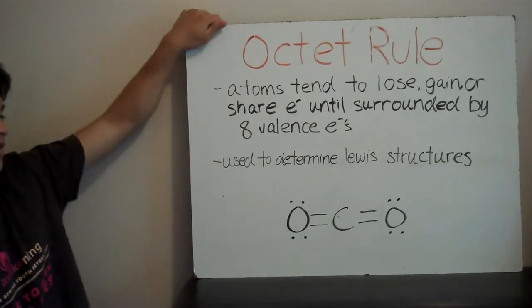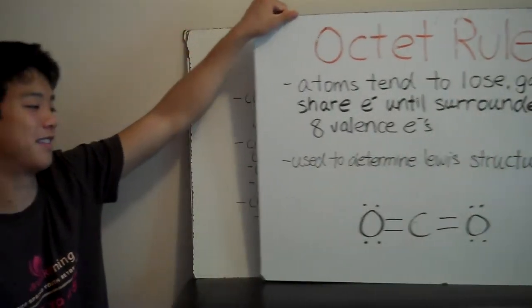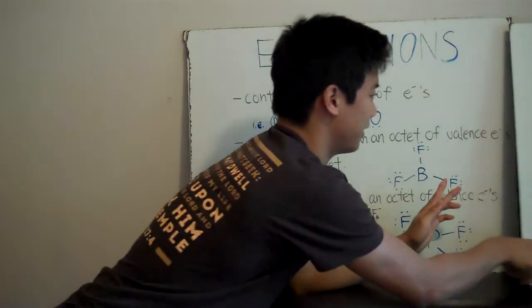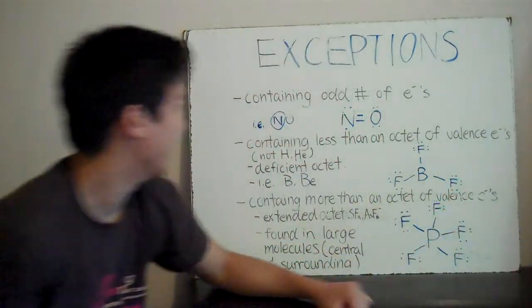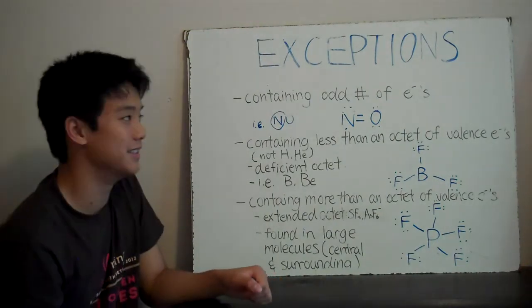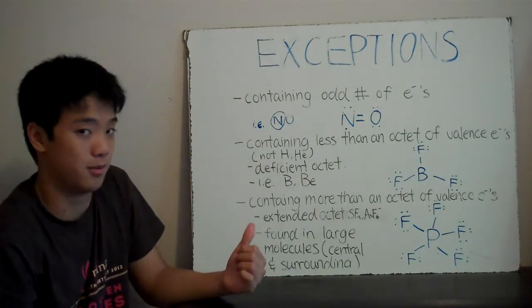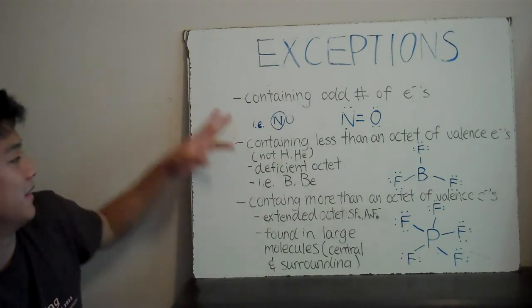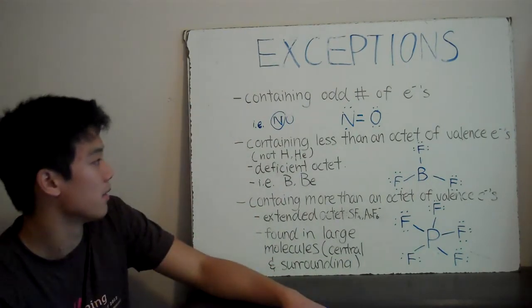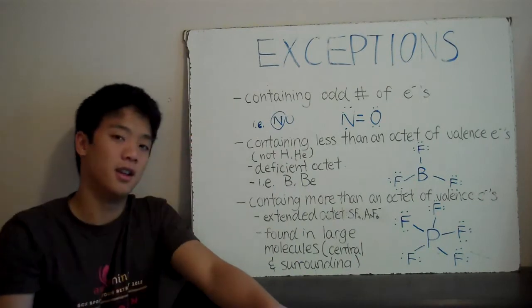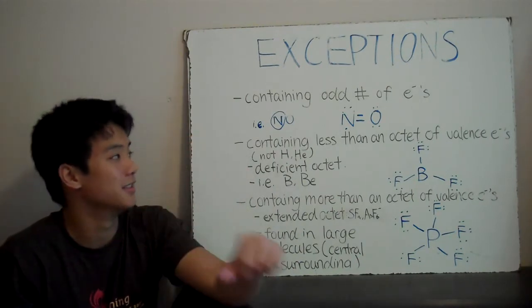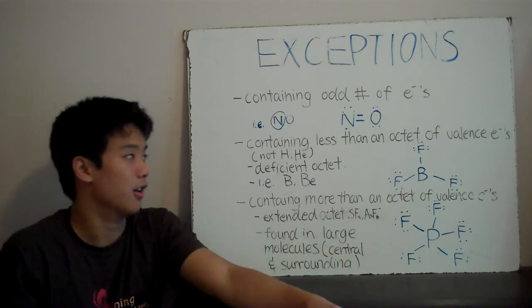Most rules in chemistry always come with exceptions, and the Octet Rule is no exception. So, the reason why we have exceptions to the Octet Rule is because of the formal charges. And formal charges are the reason why we have these 3 different types of exceptions. The first exception is found in molecules that contain an odd number of electrons.